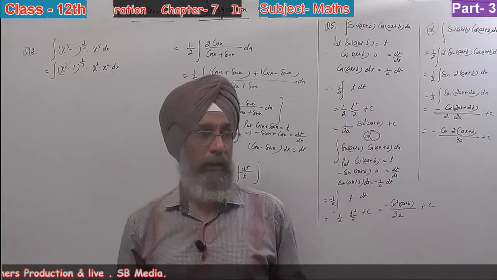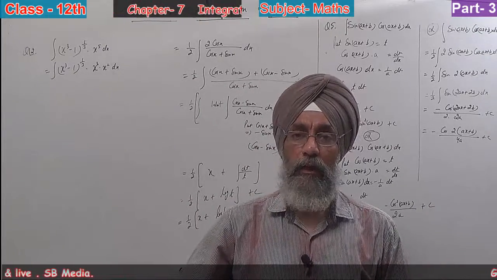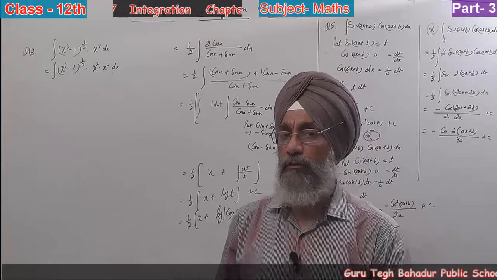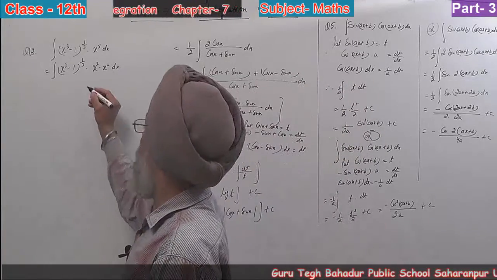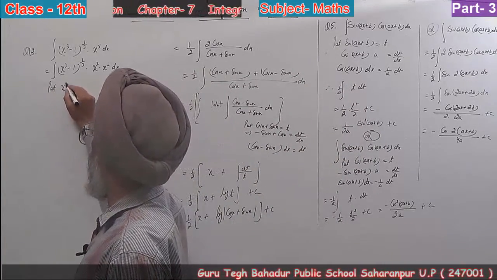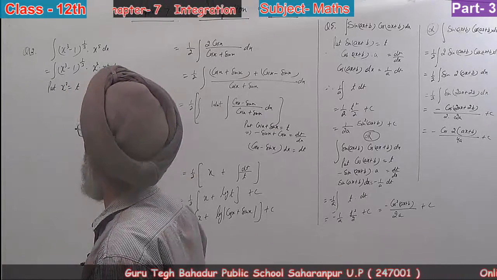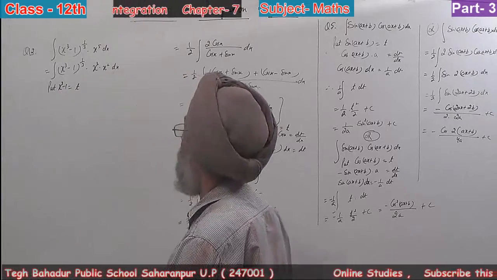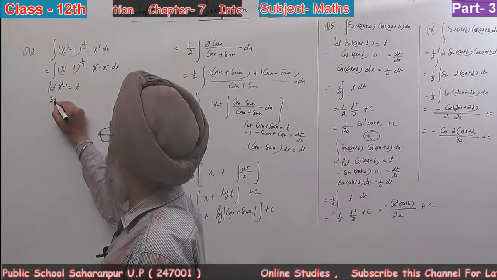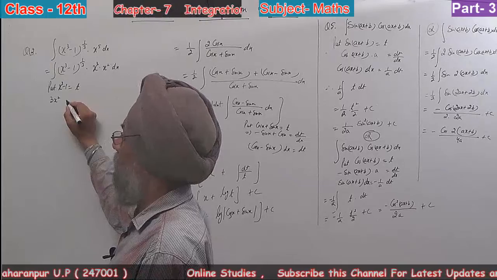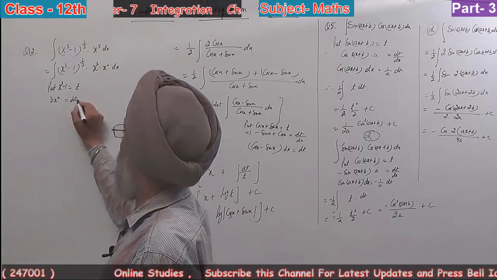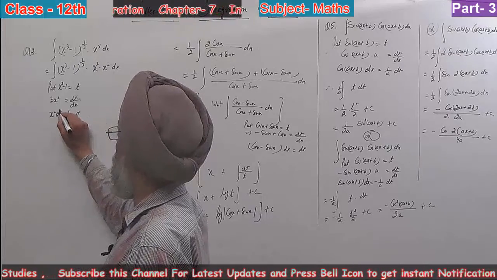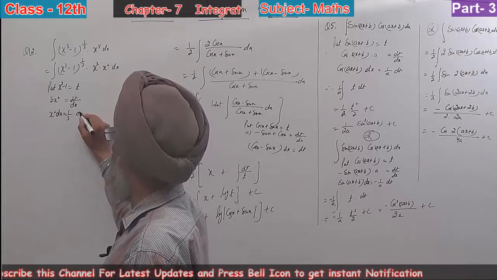As in the bracket we have x³, we are splitting x⁵ into x³ into x². Now place x³ − 1 as t. On differentiating both sides with respect to x, it becomes 3x² = dt/dx, or x² dx is equal to 1/3 of dt.